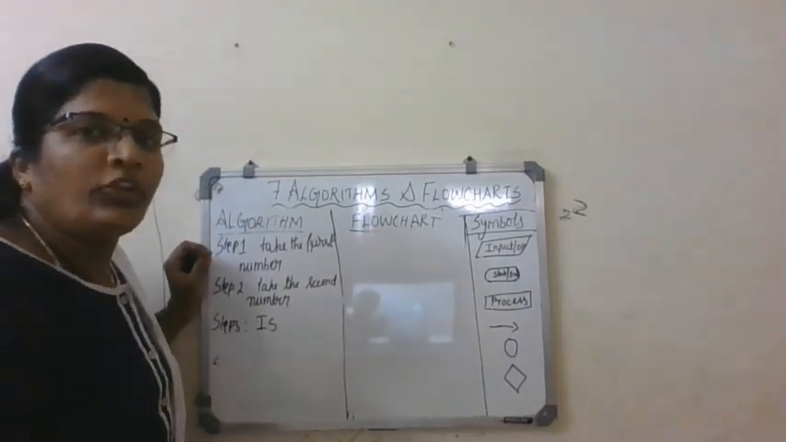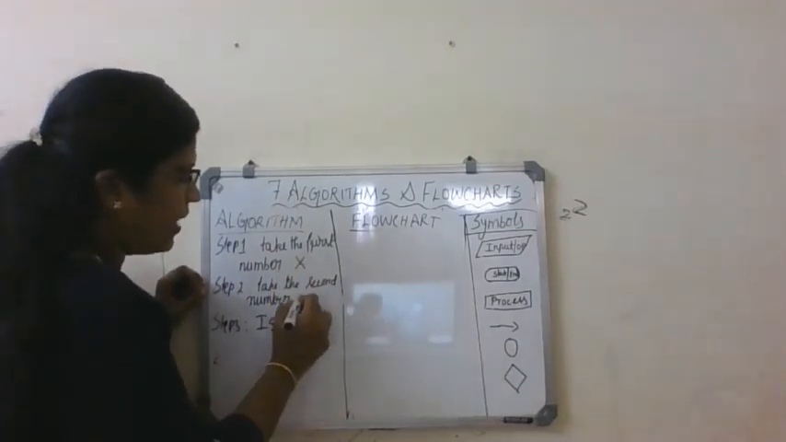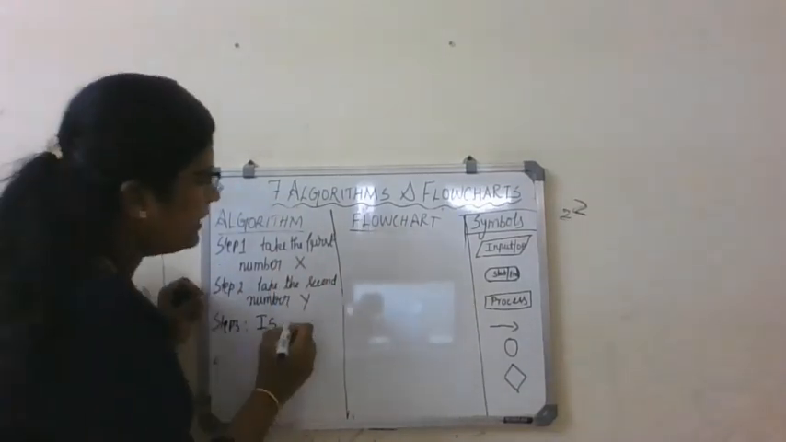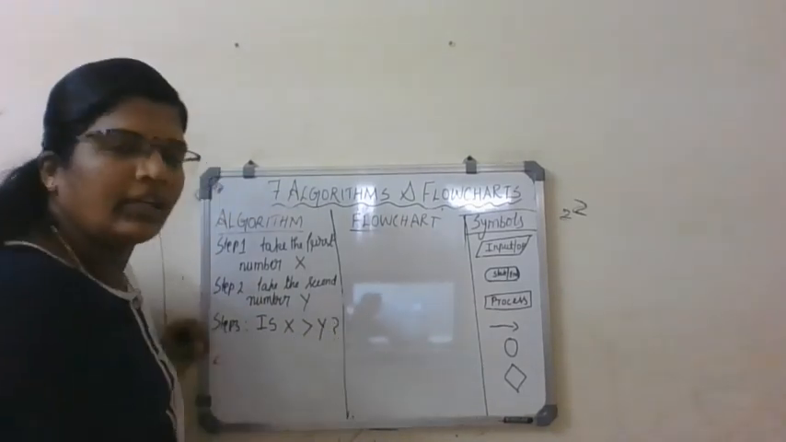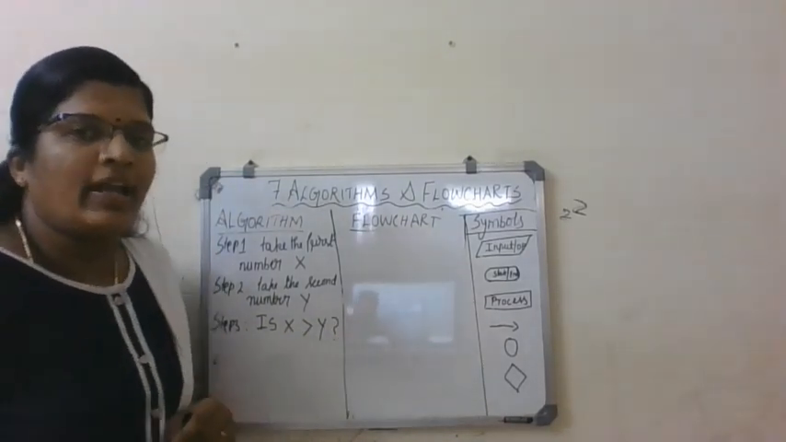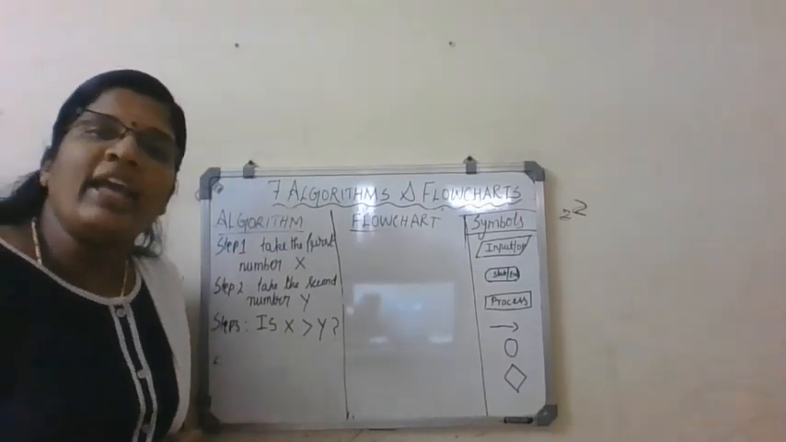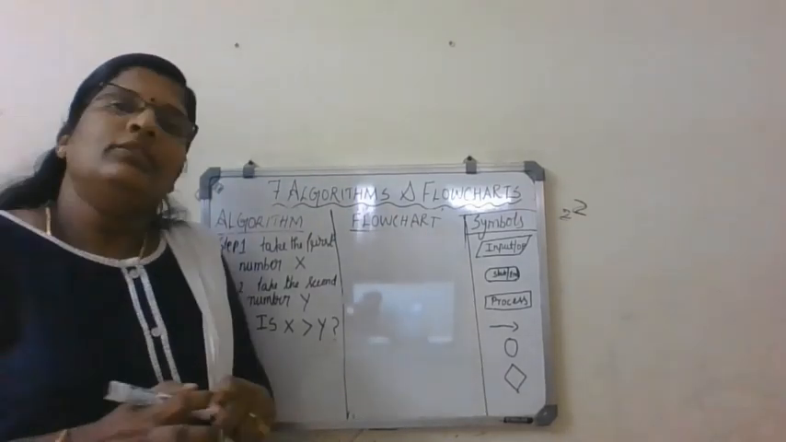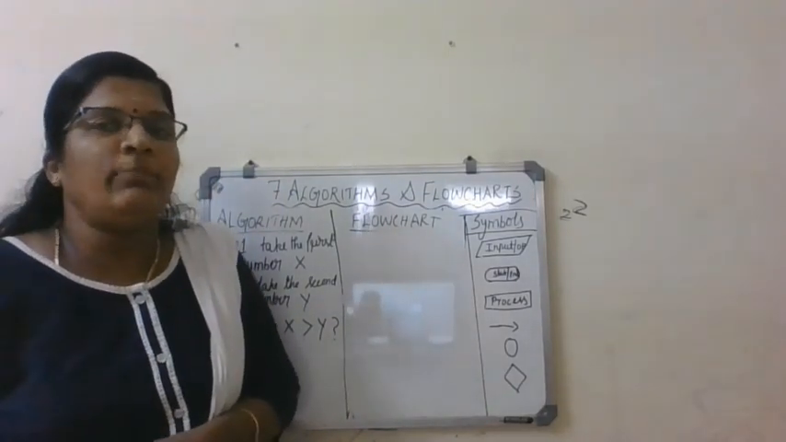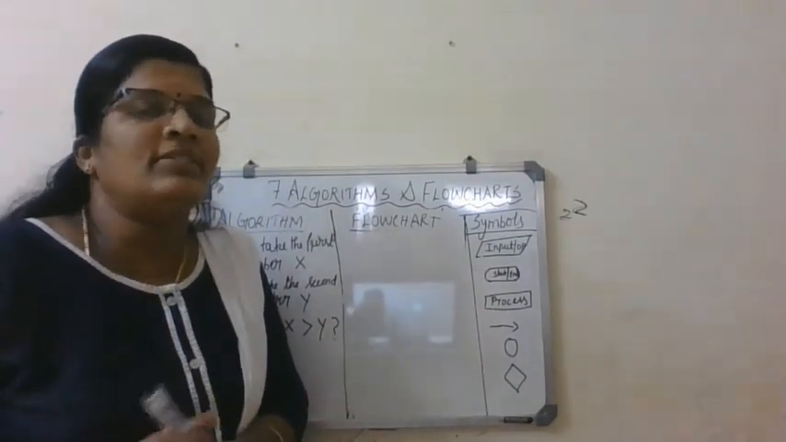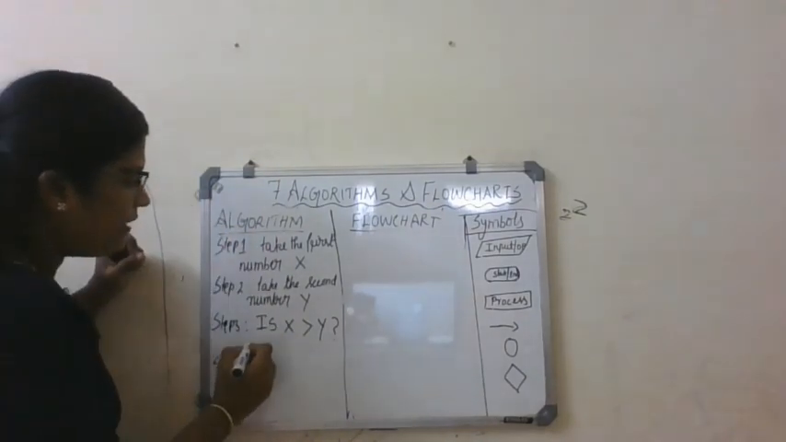Okay, see, students, I'm going to take the numbers as x and y. Yes, x is greater than y, question mark. I'm asking a question. So, how many answers are possible? Sometimes maybe x is greater than y, or sometimes y is greater. Yes or no. Two answers are there.